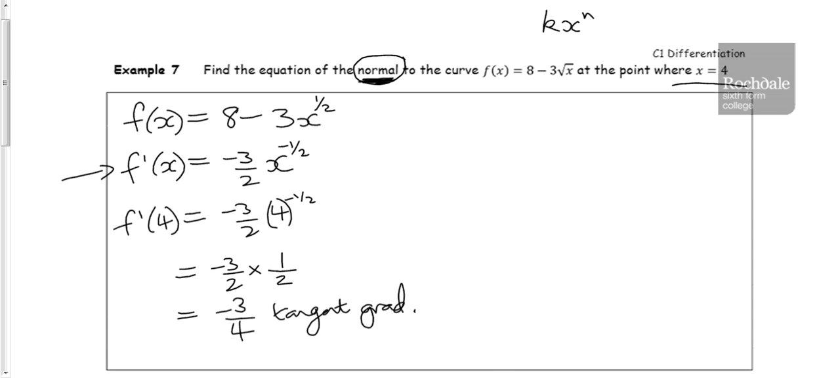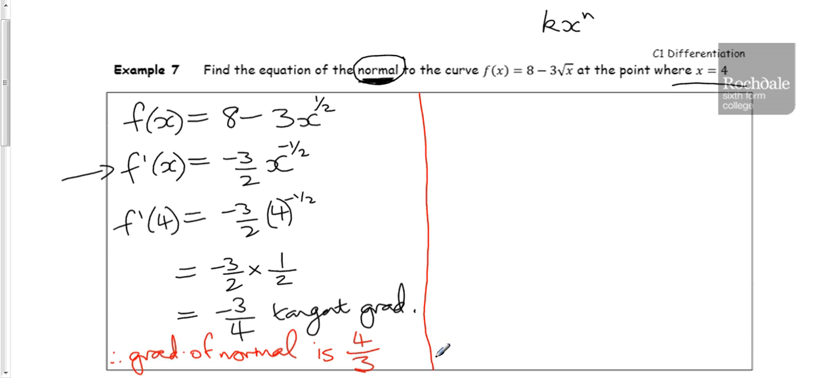We need the gradient of the normal. So say therefore, the gradient of the normal, well, it's going to be the negative reciprocal of that. Think back to the coordinate geometry chapter. We know that perpendicular gradients are negative reciprocals of each other. So we do the reciprocal of this, which effectively flips it over, and we change the sign. If it was negative, we make it positive. If it was positive, we make it negative. We covered that in the coordinate geometry chapter. So now we know the gradient of the normal at the point where x is 4.